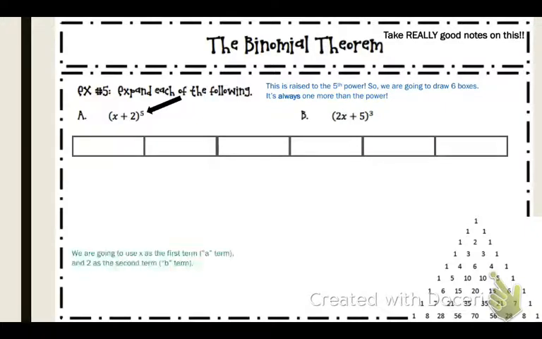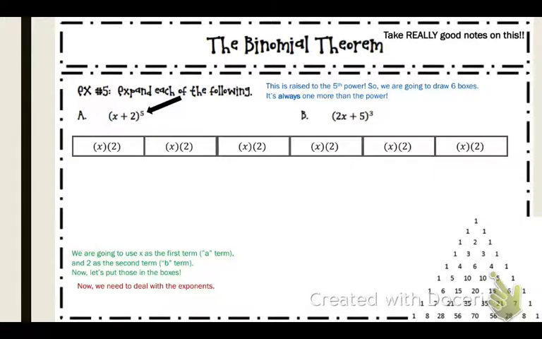Okay? And then we're going to use x as our first term because it's the one that comes first. And we're going to use 2 as our second term because it's the one that comes second. So x is our a term, 2 is our b term. And let's just put those in the boxes. So I have x and 2, x and 2, x and 2, x and 2, x and 2, x and 2. And all the boxes are in parentheses so that they're separate from each other.